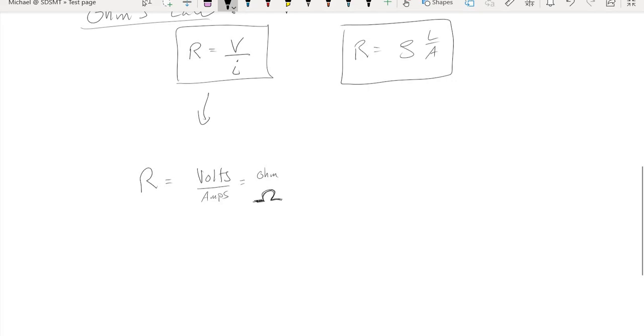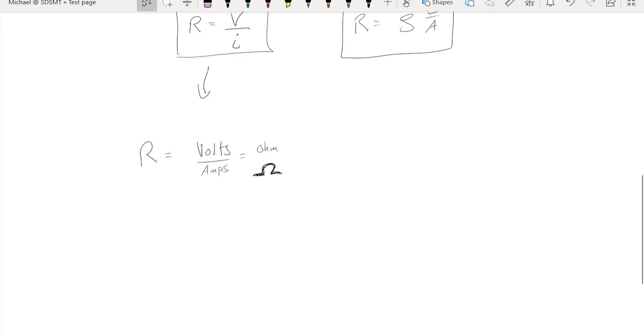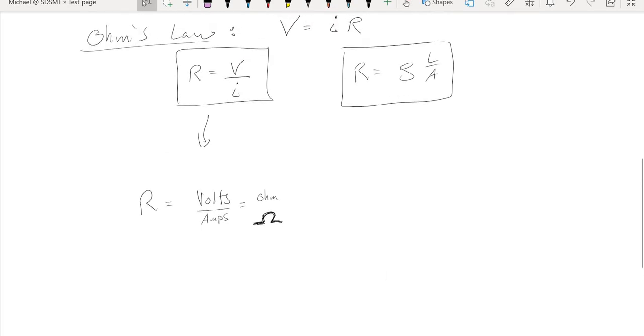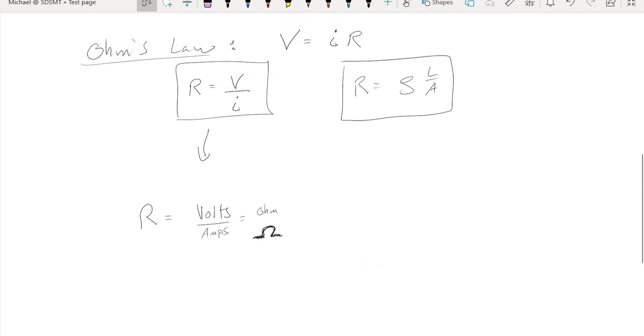So omega is the last letter. Kind of looks like a horseshoe. I've had students say horseshoe, and I'm like, no, it's omega. But yeah, it looks like a horseshoe. But ohms, or omega, will be the units for resistance.